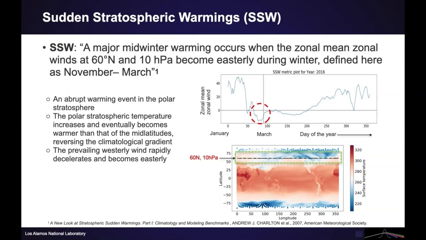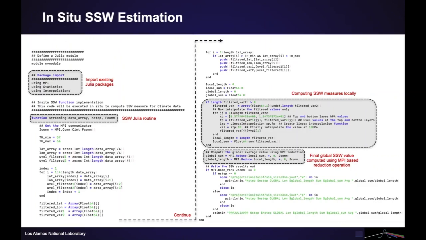And in the bottom plot, using a green rectangle, we show the data points that satisfy this SSW definition and would be needed to compute it. In our analysis pipeline, we have implemented this SSW measure in Julia and can run this code in situ. As shown, our Julia implementation first computes a partial SSW measure for all the processes and then uses a distributed communication to estimate the final global zonal mean zonal wind value.